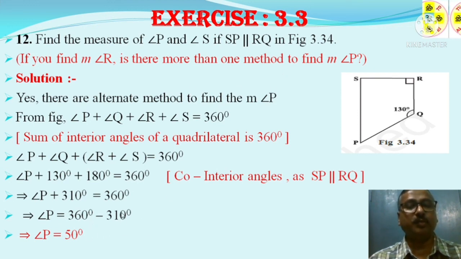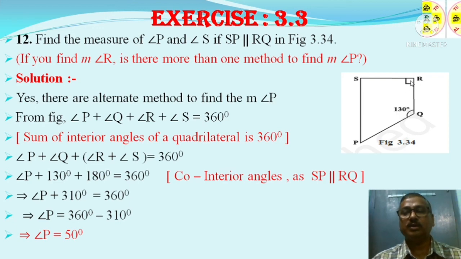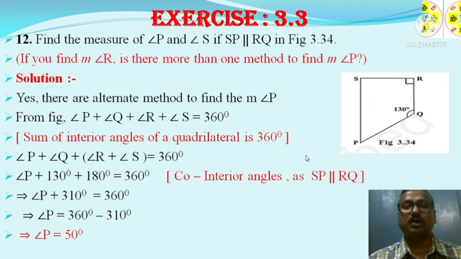This is the alternate method to find P if R is already known. That is, if R is given as 90, then S is also 90, so you can substitute that.